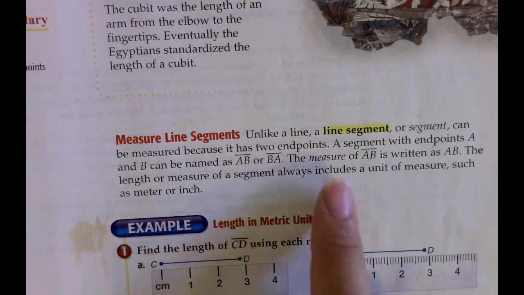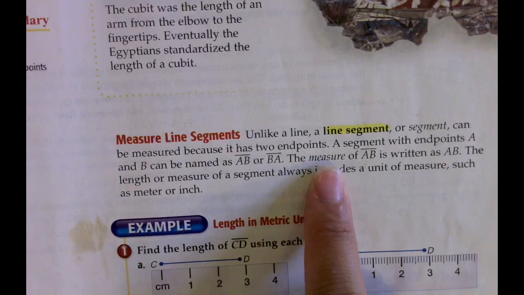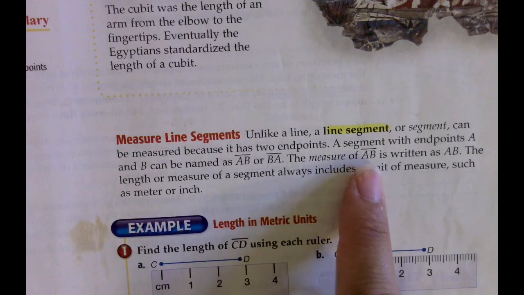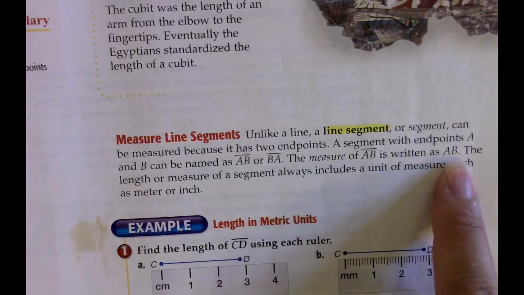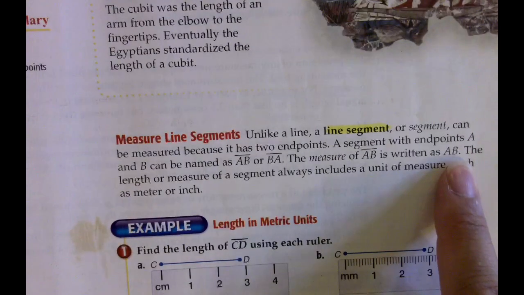When we want to talk about the measure of a line segment, we just rewrite those two letters without the symbol of a line segment on top. So whenever you see something like just AB, it's talking about how long, what the measure is of that segment.